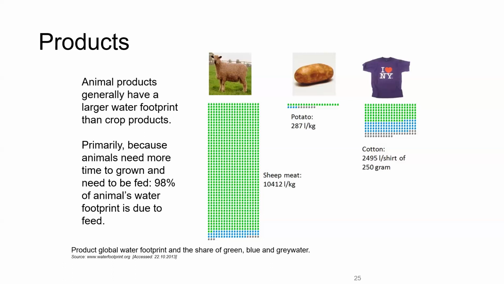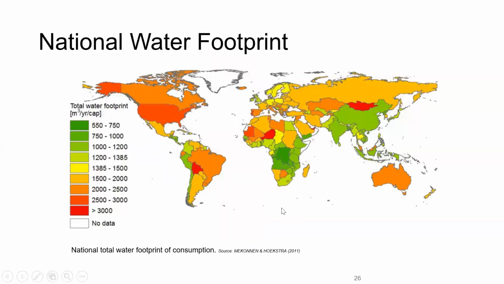So animal products generally have a larger water footprint than crop products, because if you consume the direct crop, it is not consumed by someone else. That means less green water footprint will be there. Primarily because animals need more time to grow and need to be fed. 98% of an animal's water footprint is due to the feed only. So in case of animal products, the green water footprint will be higher.